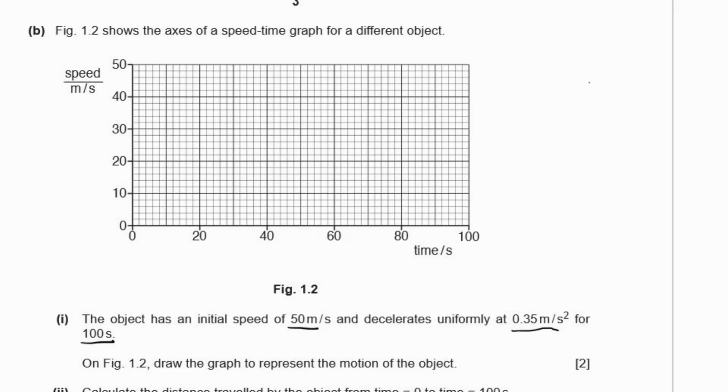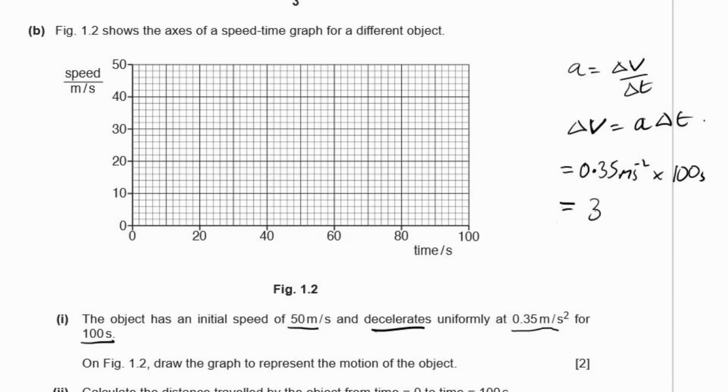So you've got a situation where acceleration is change in speed, or change in velocity, divided by change in time, which means that the change in velocity will just be given by the acceleration times the change in time. So I'm just going to calculate the change in speed because the acceleration is 0.35 meters per second squared, and the time that it's decelerating for is 100 seconds. And that's going to give me a value of 35 meters per second. Now, it's decelerating, so that means it's getting slower. It's going to be 35 meters per second slower at the end than it is at the start.